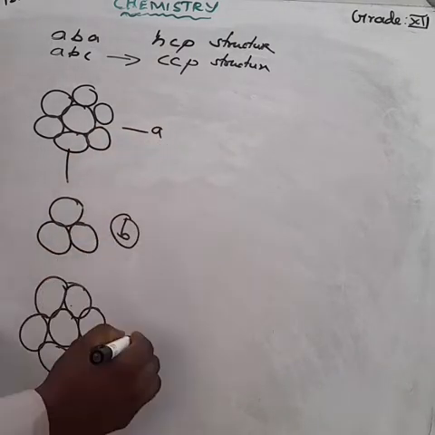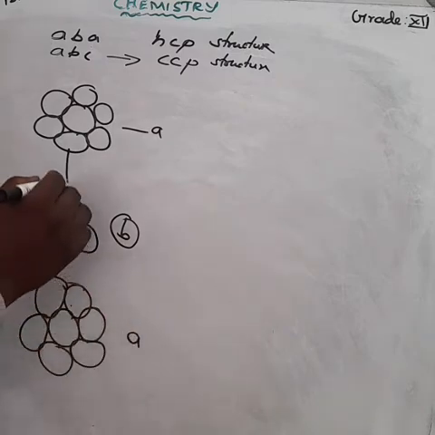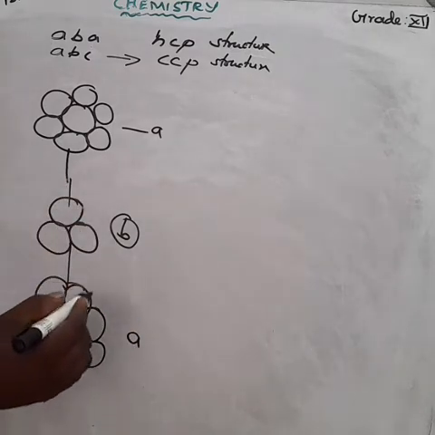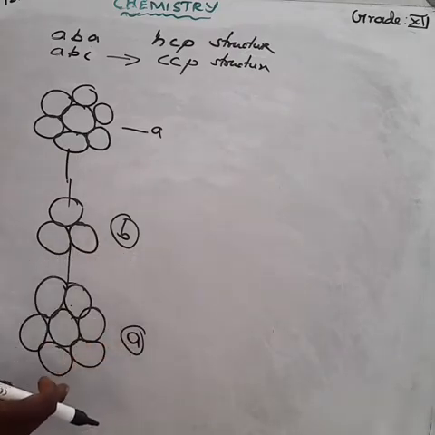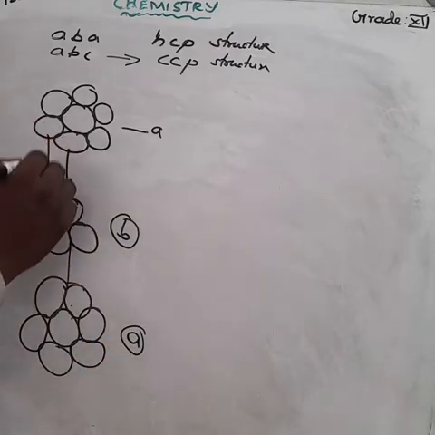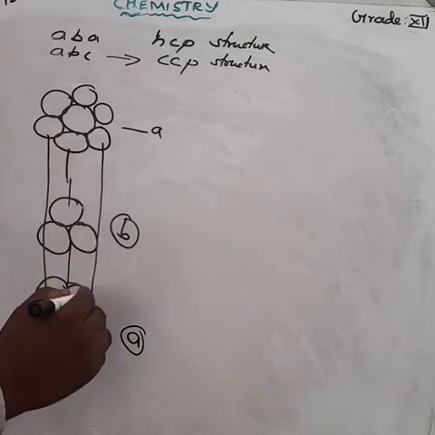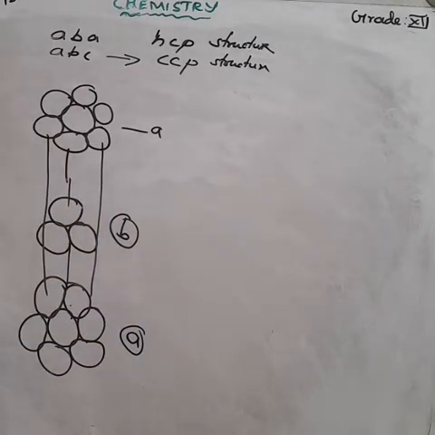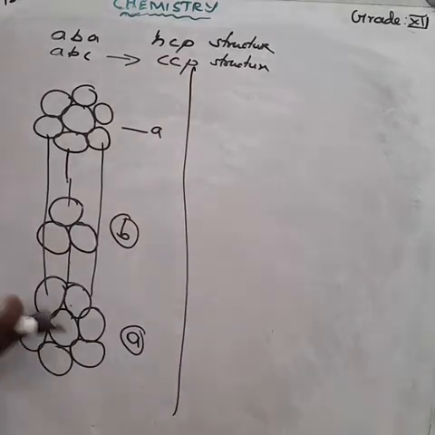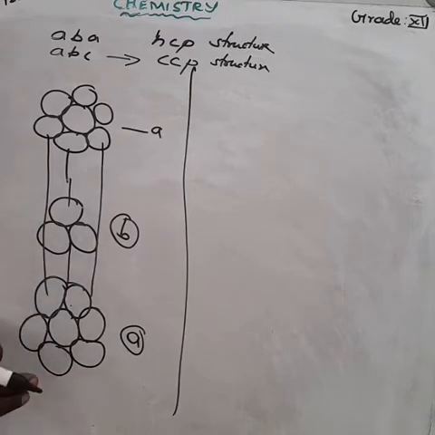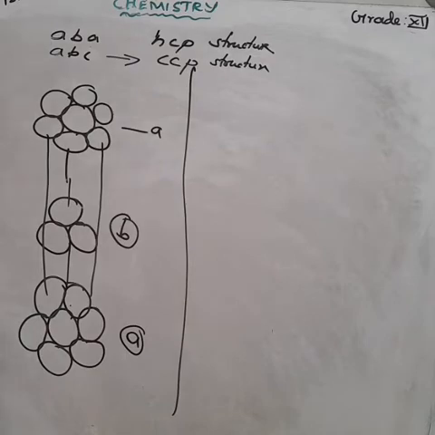And below that diagram, first layer A, second another layer, next another layer, the third layer, and after the third, again the first layer. Next second layer, next third layer, next first layer, next second layer, next third layer, like that. That arrangement is called ABC arrangement. So one is the ABA arrangement, the second is the ABC arrangement.